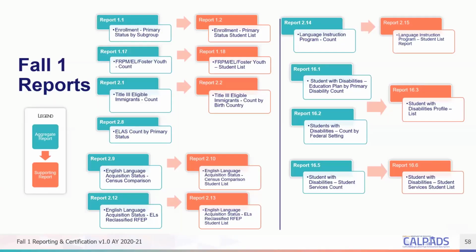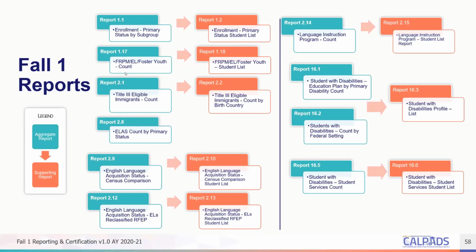There's not as many reports as there were in previous years because the dropouts and graduates are now going to come from end of year. And you can see the report linkages here, right? So report 1.1 is going to be your annual enrollment count. And there's a supporting report that's the student list. And that's the general theme here, right?